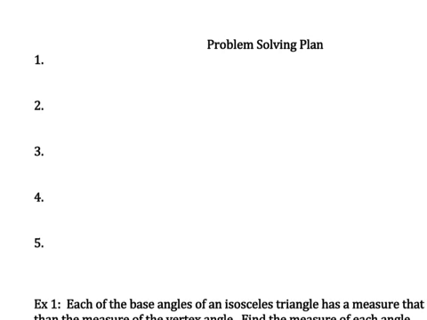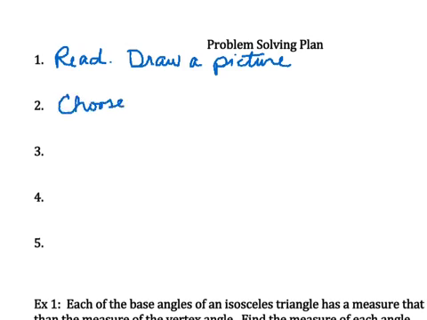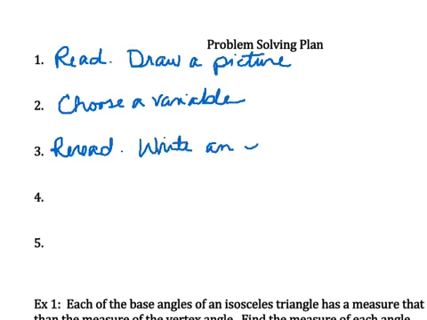There are 5 steps to solving word problems. The first step is to read the problem. And if it describes a picture, draw a picture. Second, you're going to choose a variable. And this is for a single variable problem solving. Third thing, you're going to reread the problem, probably several times. And once you reread the problem, you'll know what kind of equation to write, and you're going to write an equation.